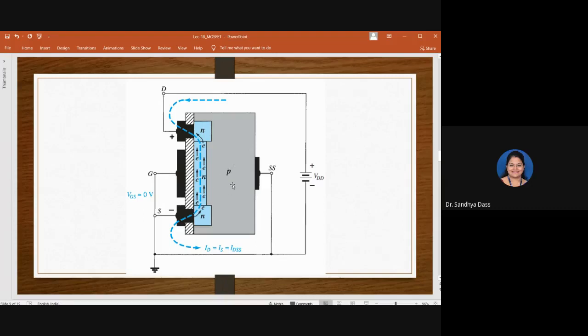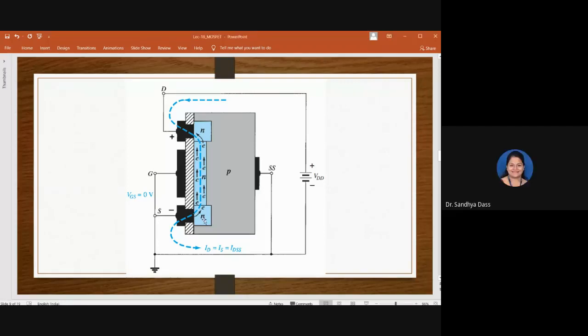The minority charge carriers in the P substrate are also pulled inside the channel. Are you getting me? Now look at the construction there. When you make the gate positive, the minority charge carriers from the P type are also pulled towards the channel, increasing the concentration of electrons in the channel, which is N type. Increasing the concentration of electrons means what? Obviously, it will increase the drain current as well. Are you getting the point? Is that clear? Ma'am, can you repeat?